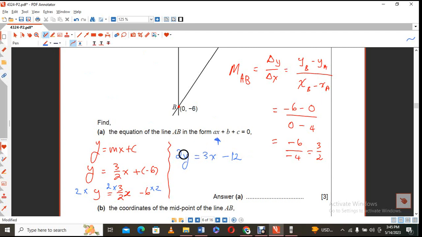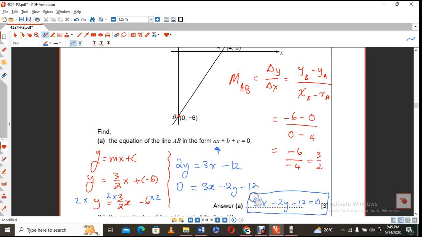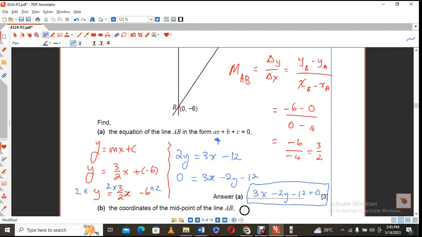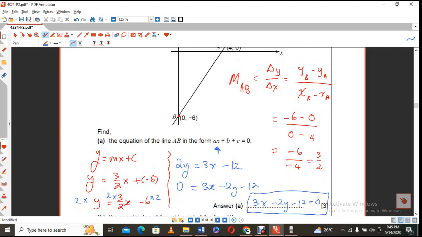So it means that this 2y should go over. So it's 0 equals 3x minus 2y minus 12. Ultimately, you can write it as 3x minus 2y minus 12 equals 0. There's another way, and hopefully you can find it, on how to rewrite that. But ideally, I'll say stick to the basics, and you are not going to have much of a problem.